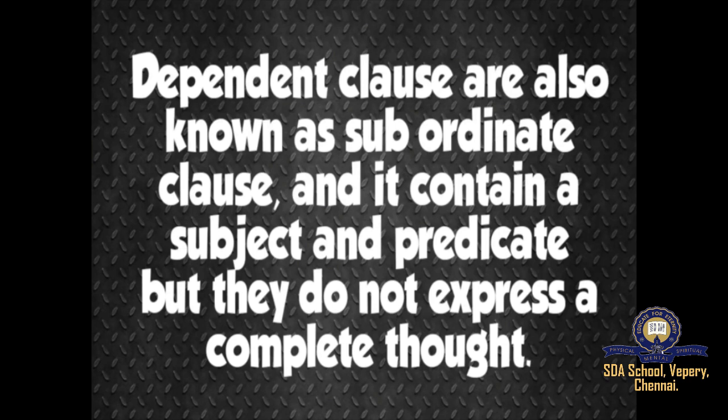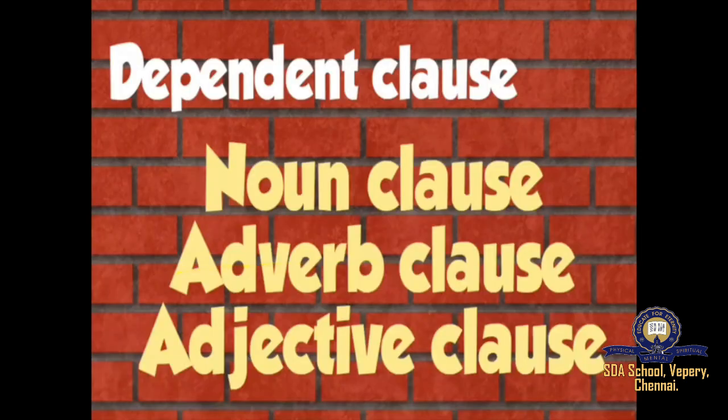Now let's move on to the three main types that come under the dependent clause. That is the noun clause, adverb clause, and adjective clause. Let's see them one by one in detail. First, let's see the noun clause.